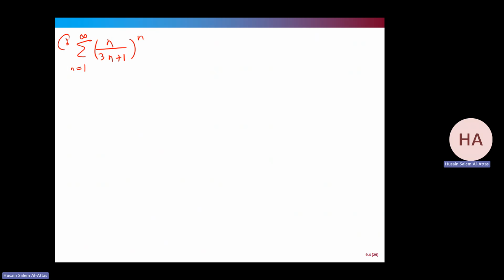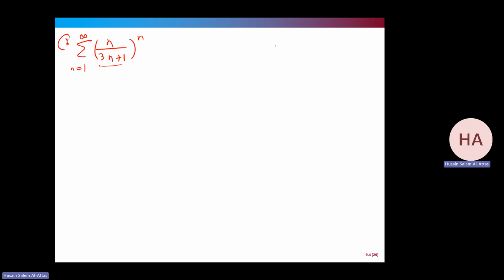Okay. Now we need to compare it with 1 over 3 to the power n. I have n over 3n plus 1. This is less than 1 over 3. Is that correct? Yes, it's correct. Why?